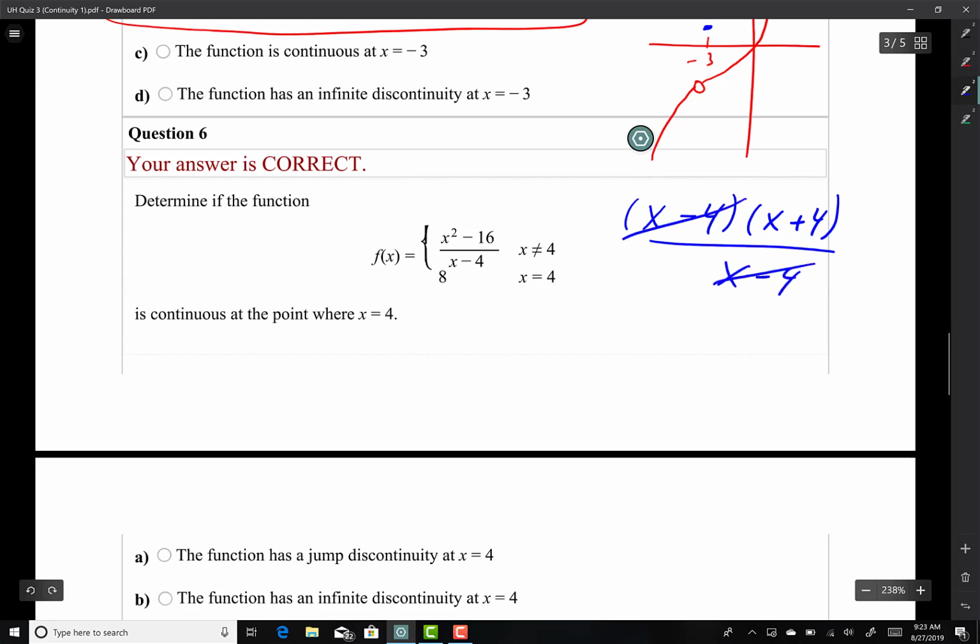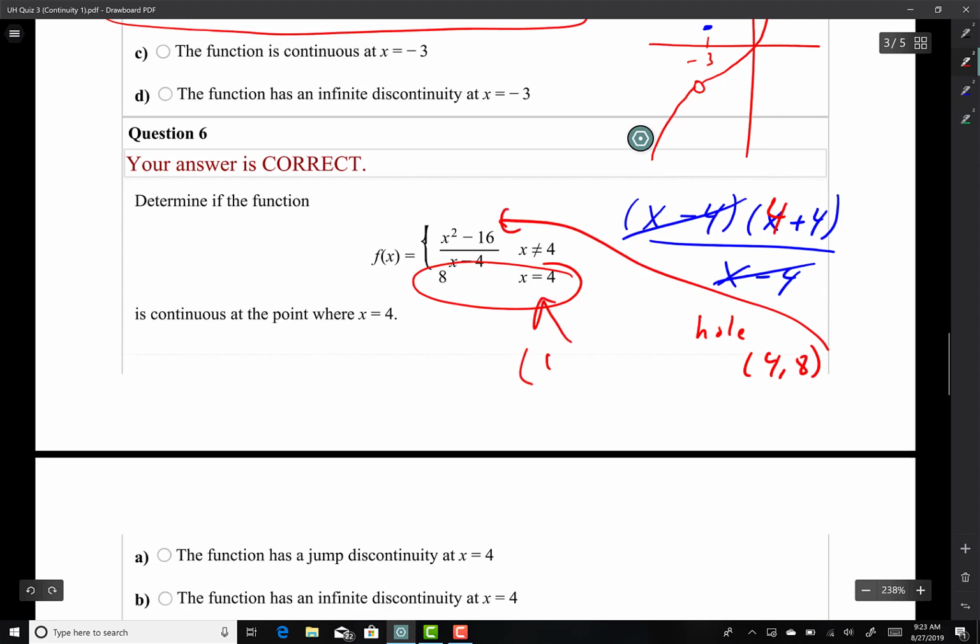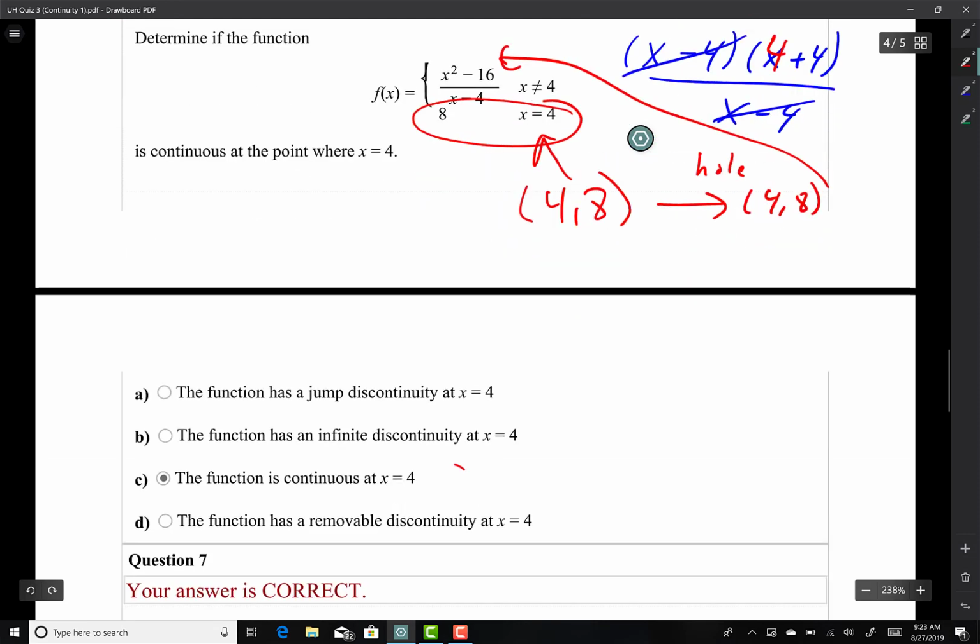So now you can see 4 plus 4 is 8. Now notice (4, 8), so it plugs in that hole. You have a hole at (4, 8) only for the top one. But then for this one, f of 4 equals 8, that's a (4, 8). And it plugs in that hole, guys. So you're continuous.